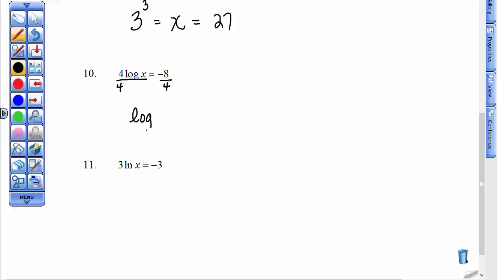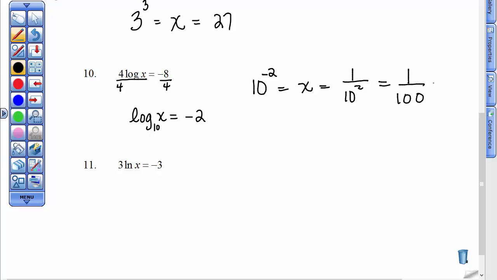So be careful. If it's 4 times the log of x, just divide both sides by 4. And then now we'll take the base of 10 and raise it to the -2 power to get our solution for x. And again, I really would like it if you'd call that 1 over 10 squared, which is 1 over 100. I know some of you are going to write 0.01. That's the same thing. That's okay.